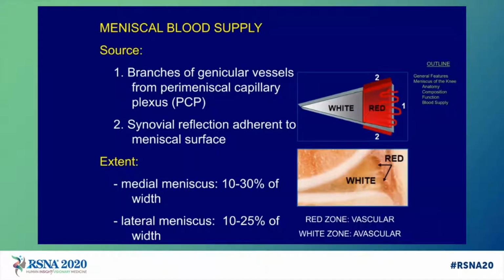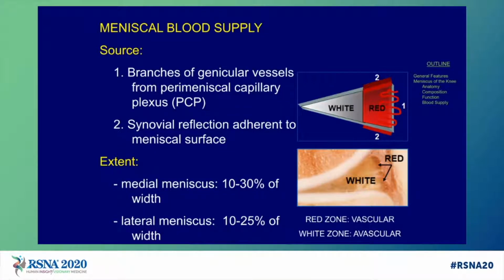I learned in medical school that the human menisci had very little in the way of blood supply, but indeed they do have a peripheral source of blood, and that actually comes from two particular sources. The first of these are branches of the genicular vessels producing a perimeniscal capillary plexus shown by the red squiggly line here labeled number 1. The second, a synovial reflection adherent to the meniscal surface at the top and bottom shown by the number 2, and again located in the periphery.